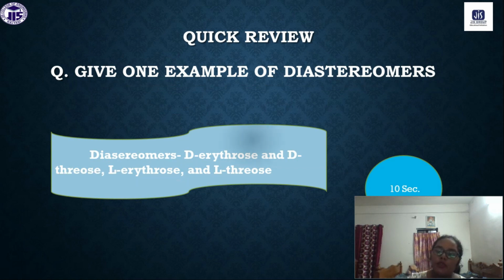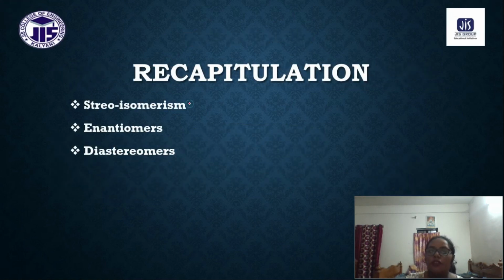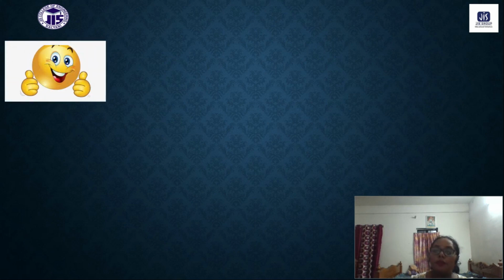Okay, so this is the recapitulation. We have discussed stereoisomerism, we have discussed enantiomers, and also diastereomers. So next day we will discuss configurational isomers or geometrical isomers.